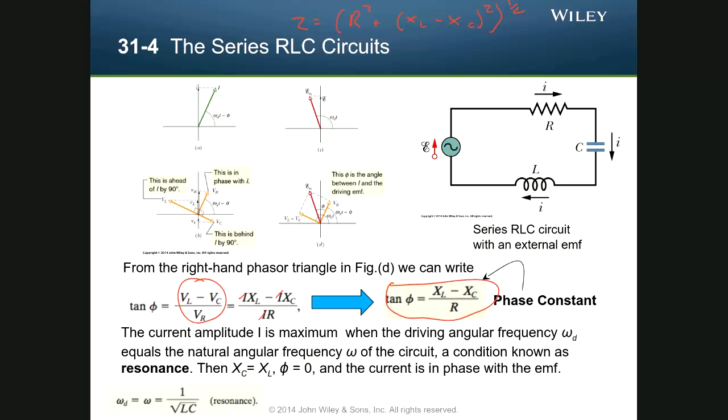So resonance, we already discussed this. That's when XC equals XL, our inductive reactance is equal to our capacitive reactance, and phi will be 0. Okay, you can see that because this part goes to 0, and then the arctangent of 0 is 0. Okay, so good.